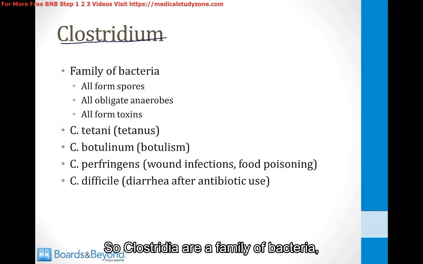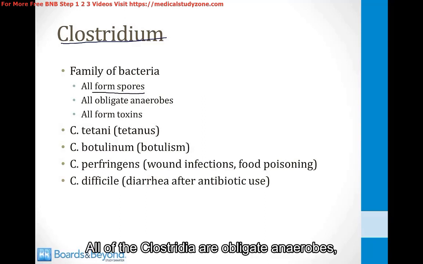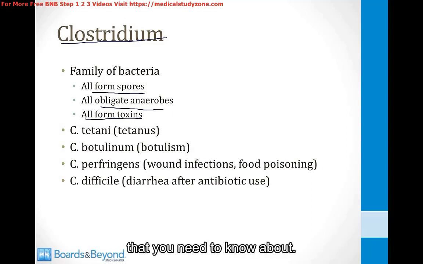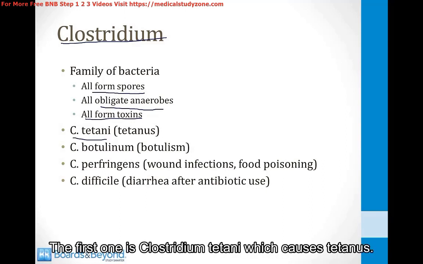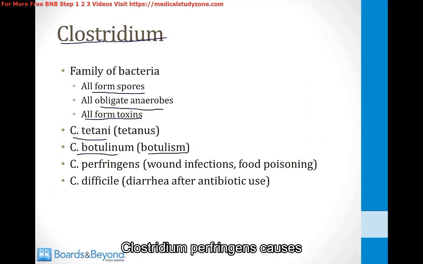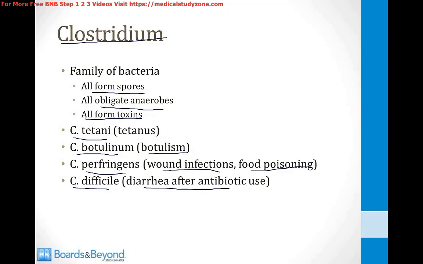So Clostridia are a family of bacteria, and they all share some features that you should remember. They can all form spores. All of the Clostridia are obligate anaerobes, and they all make a toxin. And there are 4 of them that cause disease that you need to know about. The first one is Clostridium tetani, which causes tetanus. The next one is Clostridium botulinum, which causes botulism. Clostridium perfringens causes wound infections and food poisoning. And finally, Clostridium difficile causes diarrhea after antibiotic use.